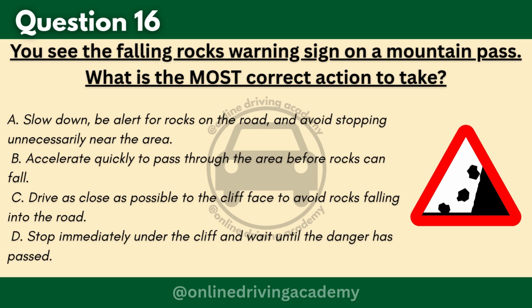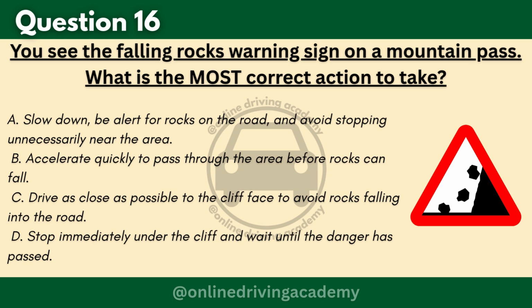Now with option D, it tells us to stop immediately under the cliff and wait until the danger has passed. Now remember, rocks are not going to be falling every single second and minute of the day. Now if you're going to be stopping immediately under the cliff, that's going to put you and your vehicle in danger, right? With option C, it says drive as close as possible to the cliff face to avoid rocks falling into the road. That is going to be incorrect, because if you're driving as close as possible, that's not going to give you enough time to try to avoid these falling rocks, right?